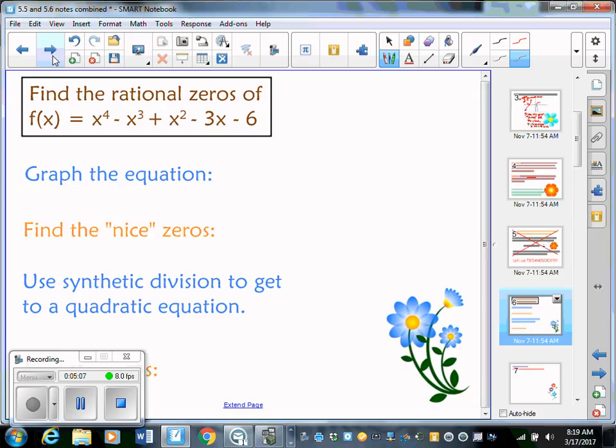All right, let's go real basic though. We'll use the graphing calculators here to get started. Find the rational zeros of x to the fourth minus x cubed plus x squared minus 3x minus 6. Could you factor that?